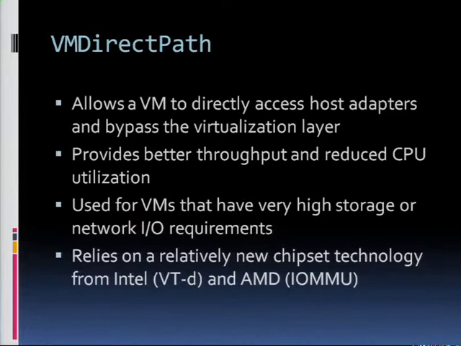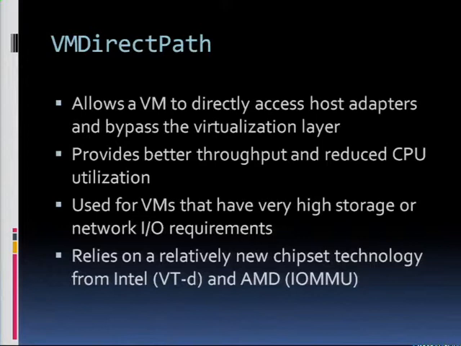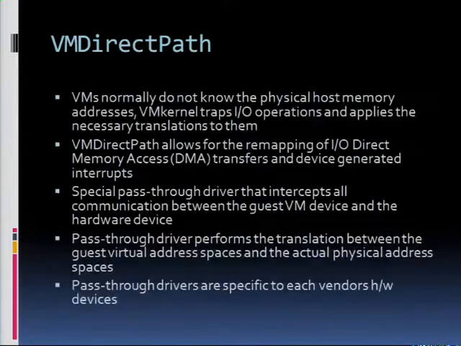It relies on relatively new chipset technology. From Intel, it's VT-D. From AMD, it's IO-MMU. Intel VT-D has been out for a while, and you can get it on some of the older servers, like the G6 HP servers and older. The AMD IO-MMU, they were late to bringing that. I think it's out now, with the ProLiant G7s and that. So you need that technology, and I'll show you in a minute how you can tell if your server has it or not to be able to use this feature.